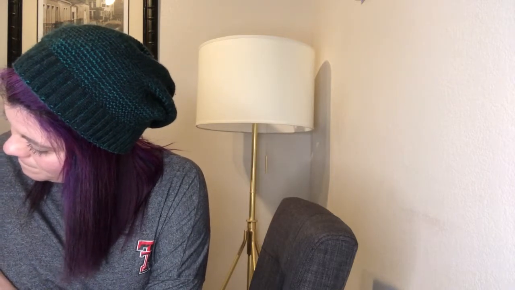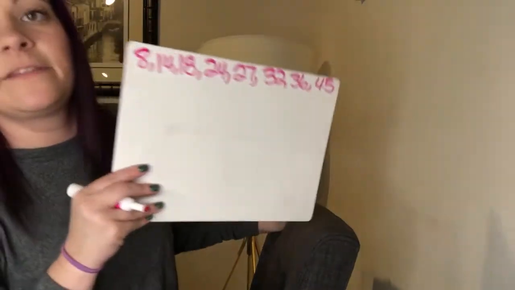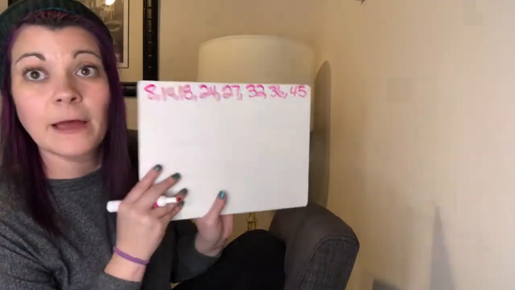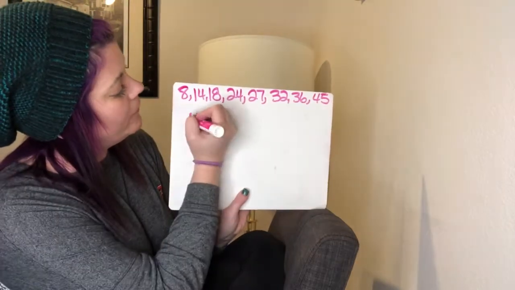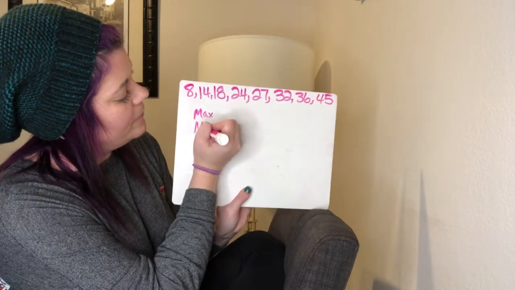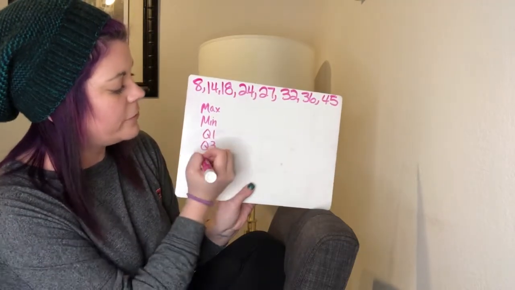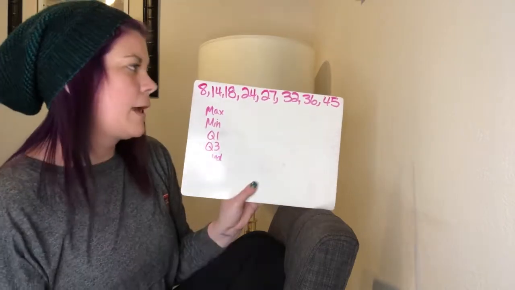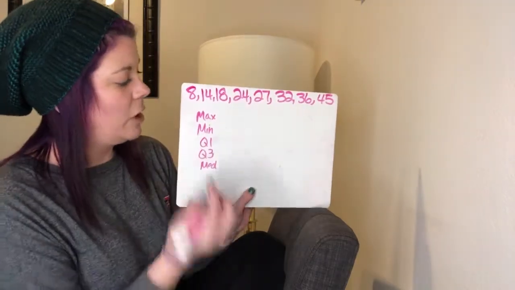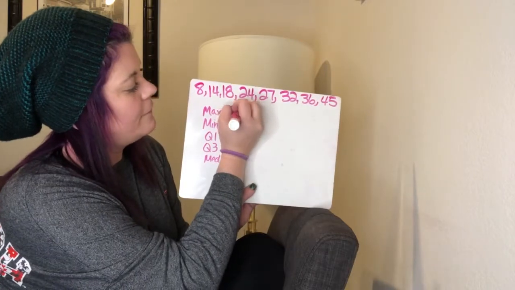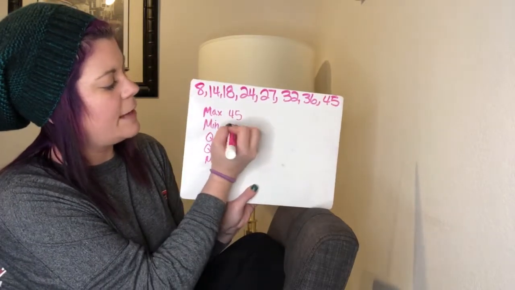Order them from least to greatest. So I'm going to go ahead and do that. Okay, so now this data is from least to greatest. So now I'm going to find the 5-point summary: the max, the minimum, the Q1, the Q3, so lower quartile, upper quartile, and then the median. Okay, the max and min are the easiest to do. So the max is the highest number, so that's 45. The min is the lowest number, so that's 8.